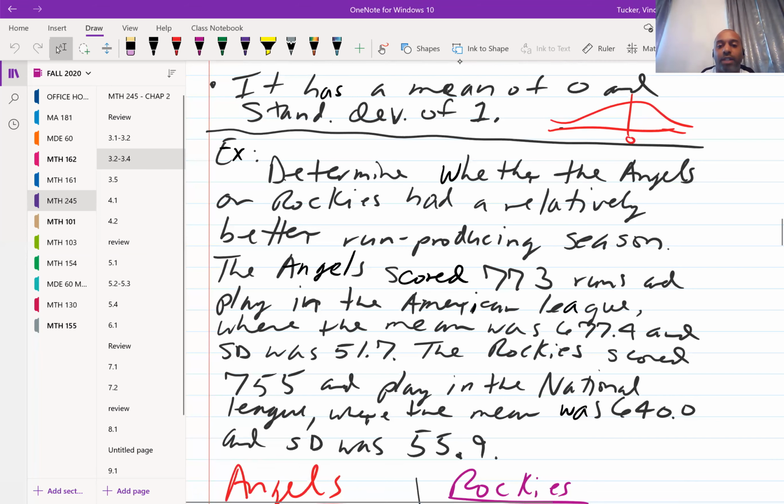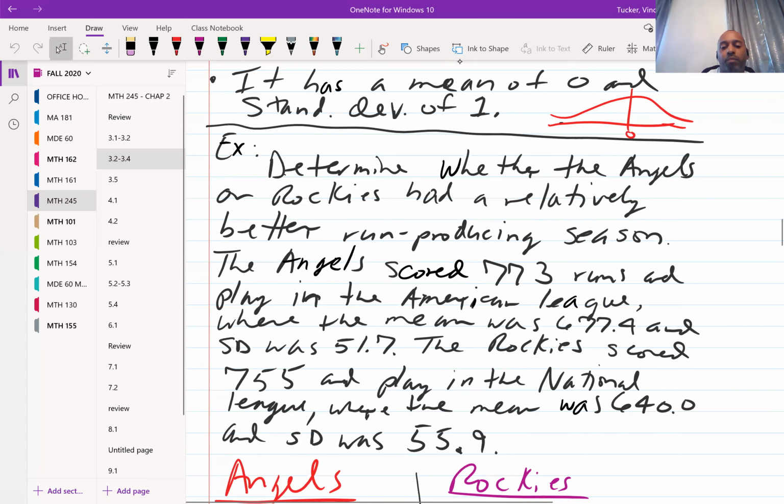All right, so hopefully I gave you guys enough time to write. So once again, I'll read it out and then we'll look at what we would do in order to be able to compare the two. So determine whether the Angels or Rockies had a relatively better run producing season. The Angels scored 773 runs and play in the American League, where the mean was 677.4 and standard deviation was 51.7. The Rockies scored 755 runs and play in the National League, where the mean was 640 and standard deviation was 55.9.